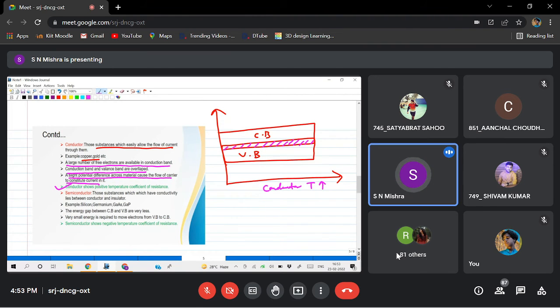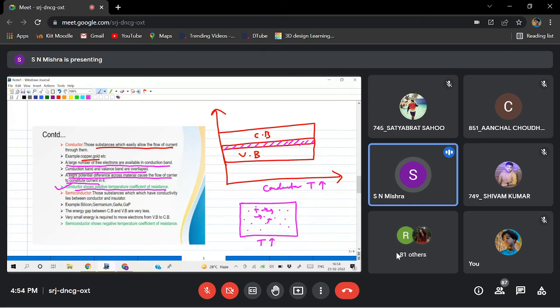To its conductivity. Okay, so it says conductor shows positive temperature coefficient of resistance. That means what happens? Suppose I take a conductor here, and inside that a lot of free electrons are present. These are the free electrons I have shown, and if I increase the temperature, they will move inside the material. So these electrons are moving this side, these electrons moving this side. In any random direction they will move.